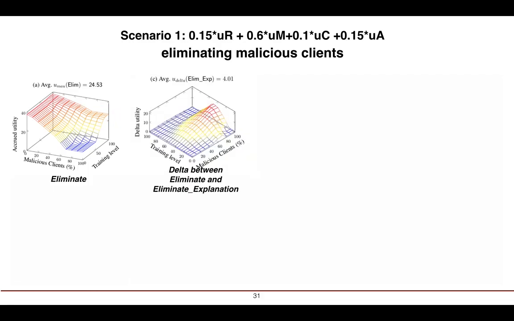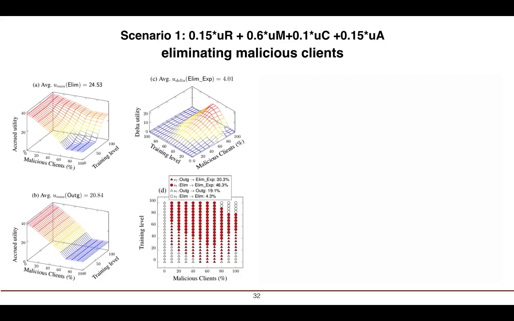This plot shows the delta in utility between strategy eliminate with explanation and strategy eliminate without explanation. As we can see, the improvement obtained from explanation is significant, especially when there are a lot of malicious clients and when the operator's training level is intermediate. This is due to the potential high learning space for the operators in the middle training level, especially when they are given an explanation. If we compare these three strategies, we get this plot.